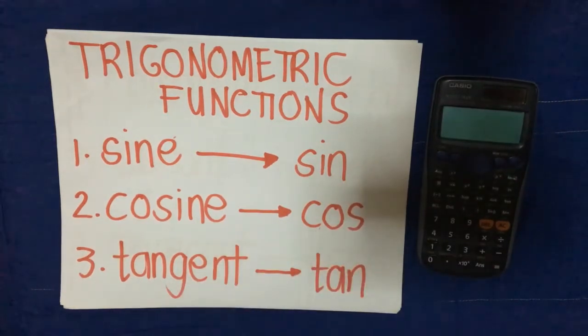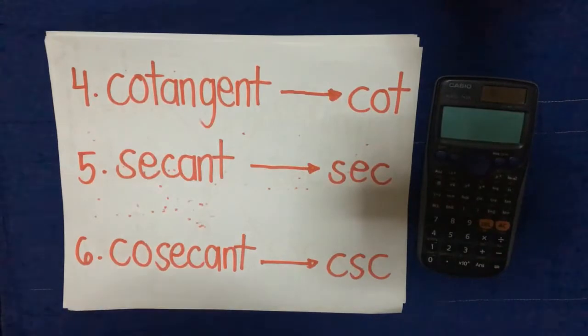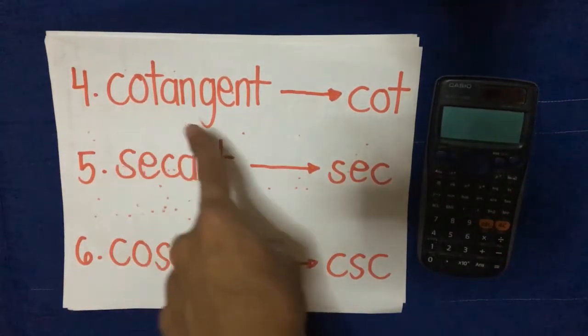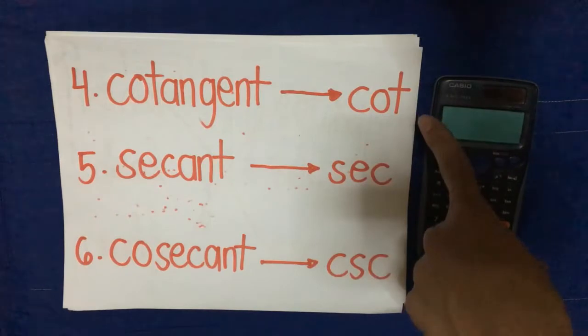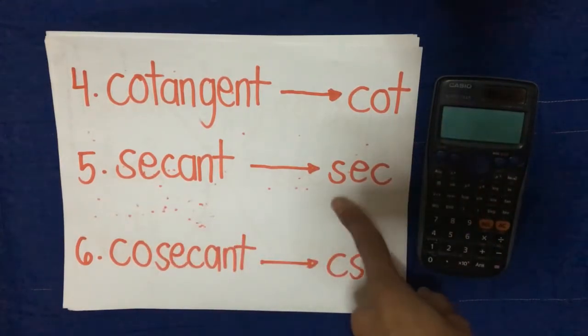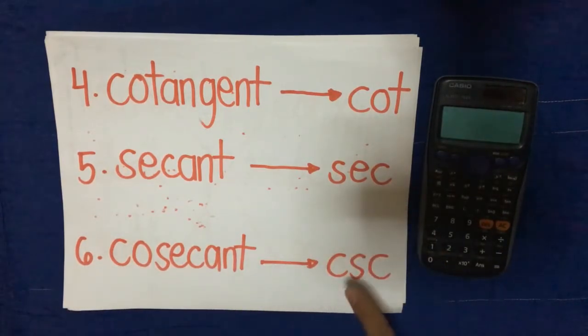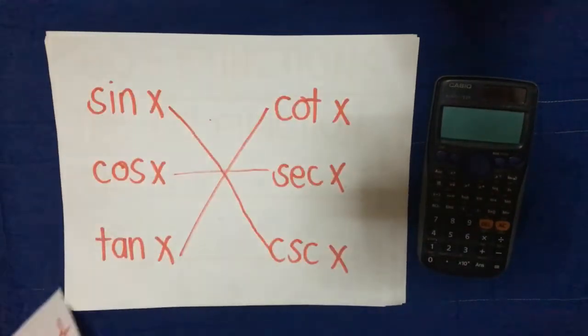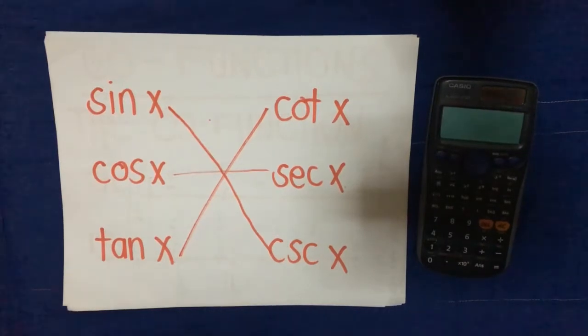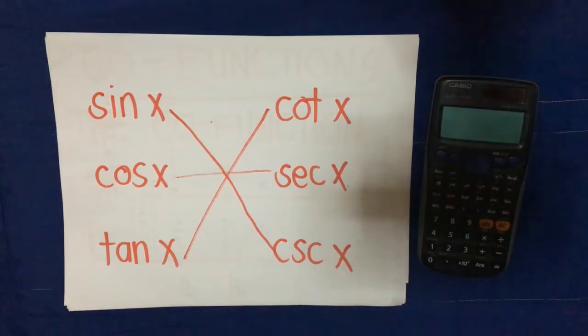For the third trigonometric function, that is tangent, in the symbol tan. For the fourth trigonometric function, that is cotangent, in the symbol cot. For the fifth, that is secant, in the symbol sec. For the sixth trigonometric function, that is cosecant or csc. So in summary, these are the six trigonometric functions used: the sine, cosine, tangent, cotangent, secant, and cosecant.